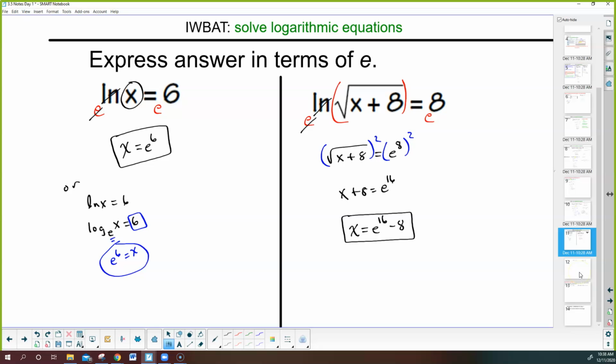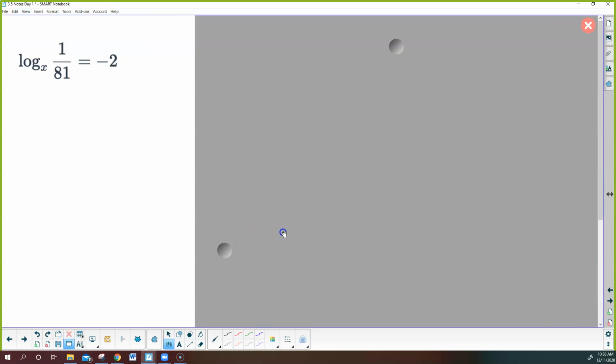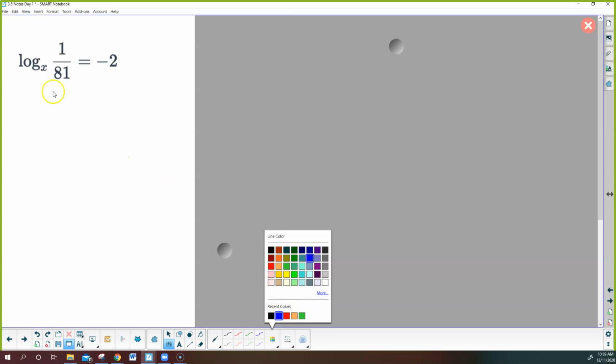All right, I got one more slide for us to go through. And this last slide it can be tricky, so just really pay attention. And we're going to do these fairly quick. We have to be careful when we have negatives as answers, right? Or if there's a base, any negative that appears, we just want to be cautious of that. So watch what happens here.